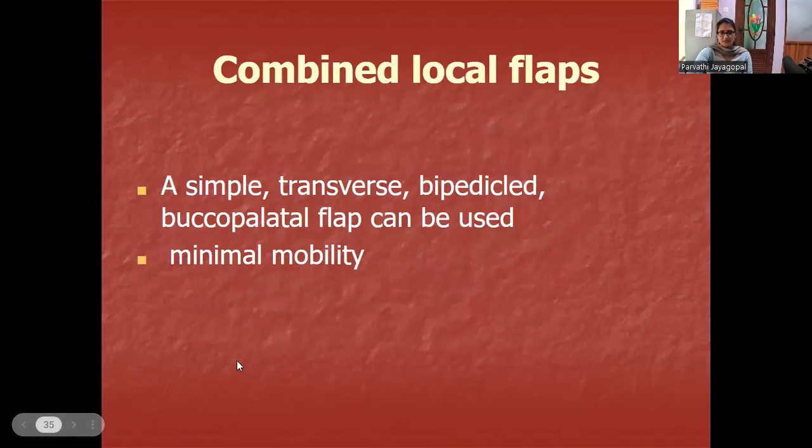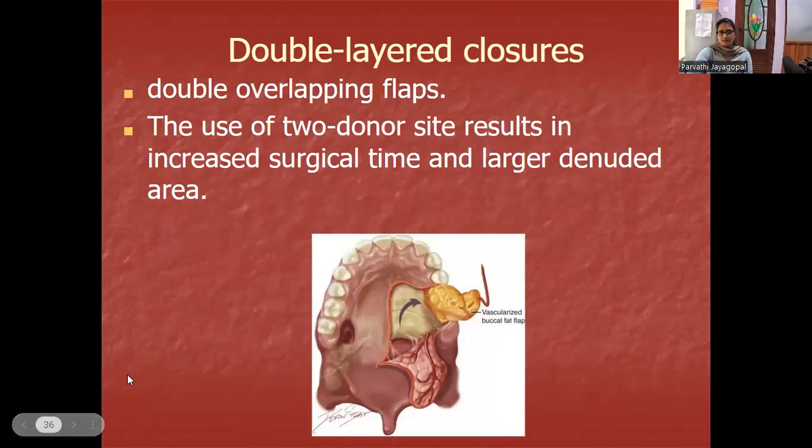Combined local flaps. This uses simple transverse bipedicled buccal flaps, and this has minimal mobility. So you can use a combination of the buccal and the palatal flaps. When you have double layer closures, here there is double overlapping flaps that are used. The use of two donor sites results in increased surgical time and larger morbidity rate. So you can see that in one side the buccal pad of fat has been used, and at the other end you have the palatal flap, which is made to close over. That is giving a double layered closure. This is found to be very effective and beneficial.